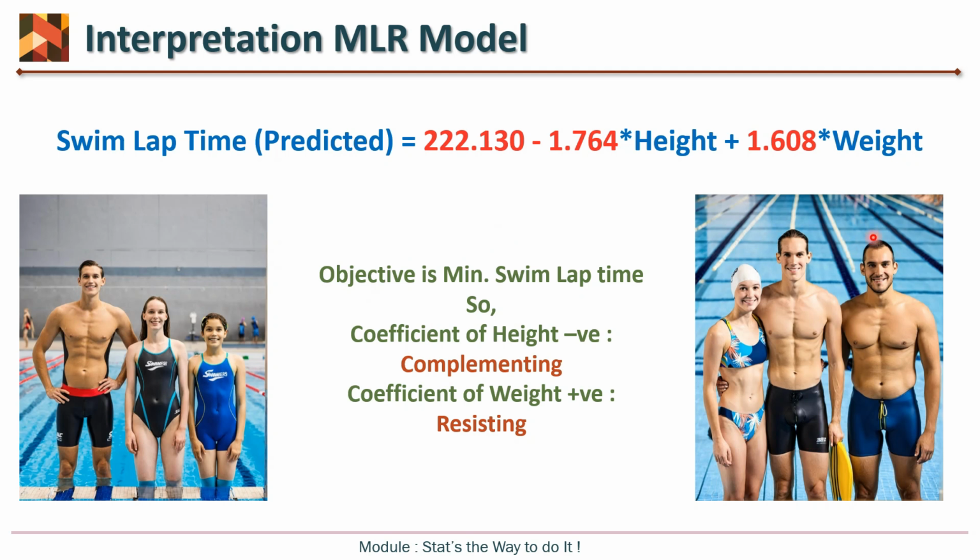Similarly, in the right figure, we are talking about weight. A lady is there who is the slimmest, then a person with medium weight is standing in the middle, and at the extreme right there is a person with heavy weight. But the weight coefficient is positive and we want to minimize the lap time. So we can say that weight is a resisting factor in minimizing the swim lap time. The person having the maximum weight will have the maximum swim lap time. In this way, MLR models can be interpreted and decisions can be made about the relationship.